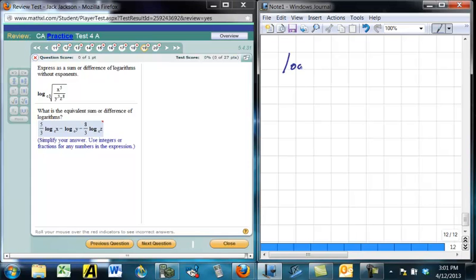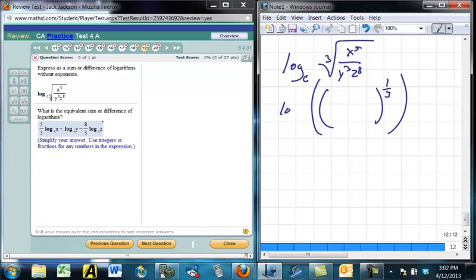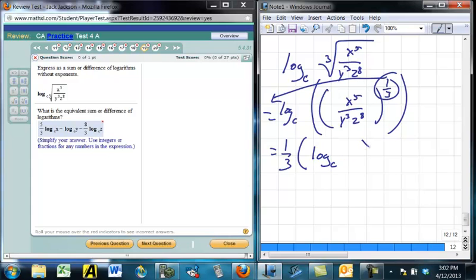Okay. Again, same kind of problem. We're going to log base c. We're going to expand this out. The cube root of x to the fifth over y cubed z to the eighth. So first of all, I think of this as a 1/3 power. We're taking the log of all of that. And what's inside is x to the fifth over y cubed z to the eighth. We can bring this out, but when we do, it becomes multiplication, not a power anymore. So it's 1/3 times log base c of x to the fifth over y cubed z to the eighth.